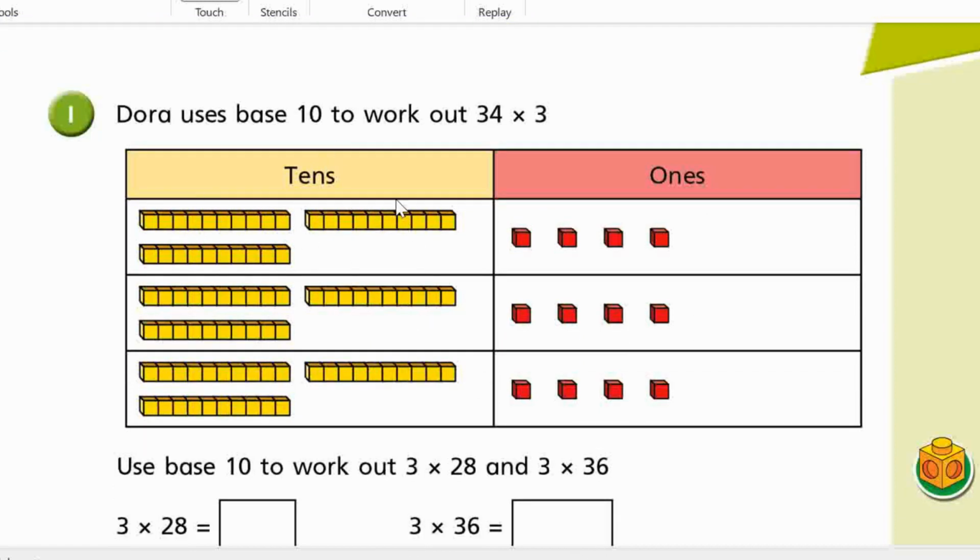So how many tens are there? There's 9, aren't there? 1, 2, 3, 4, 5, 6, 7, 8, 9. So there's 9 tens. Okay, and how many ones are there? Well, 4, 8, 12. Good. Okay. And because it's 9 tens, it means it's 90. So that means we need to do 90 plus 12. What does that give us?